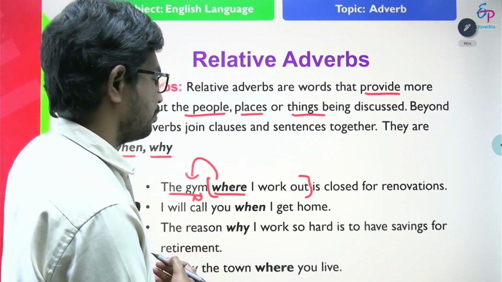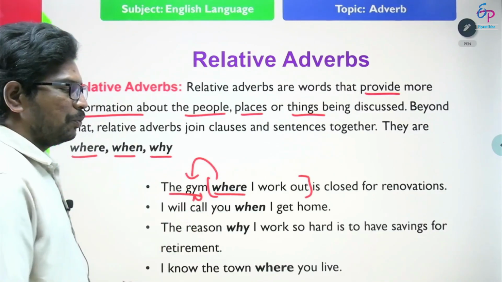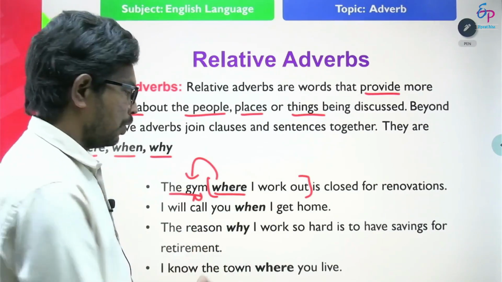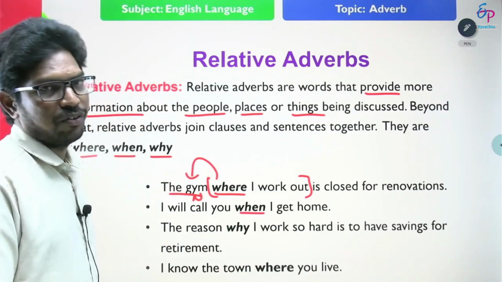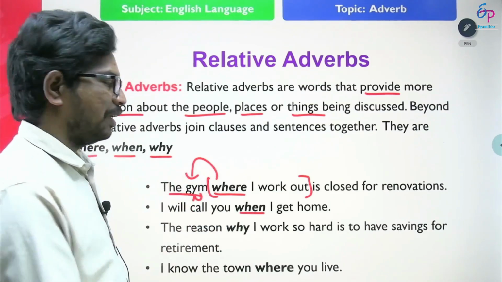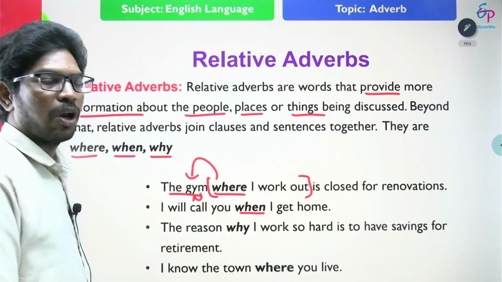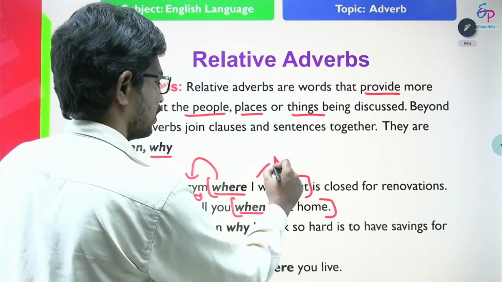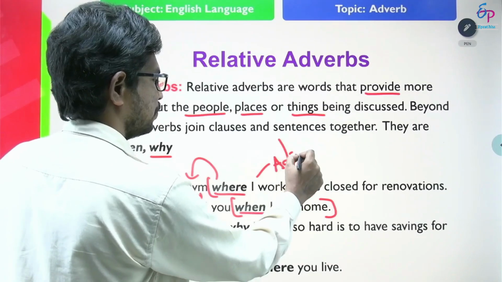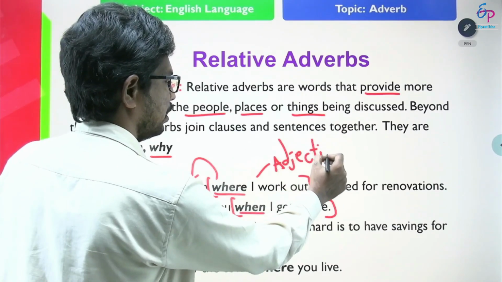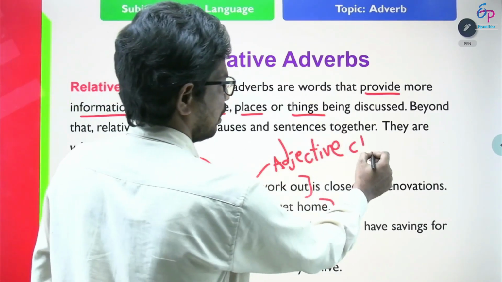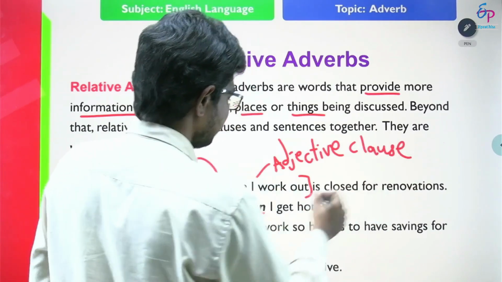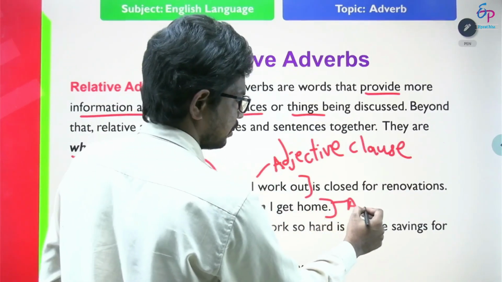Let us see another statement. I will call you when I get home. So here when is a relative adverb. It is showing the time of the action. Now it is functioning as an adverb clause. Here the clause where I work out is functioning as an adjective clause, providing more information about the noun gym. Here this is working as an adverb clause.